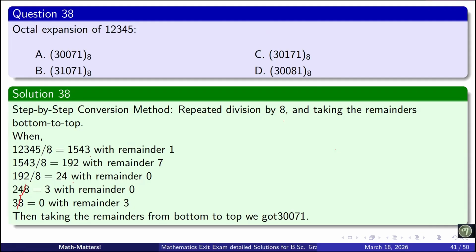Therefore, when we take only the remainders obtained at each division step, from bottom to top, we have 3, 0, 0, 7, 1. Therefore, this is 3, 0, 0, 7, 1, so A is the answer for this question.